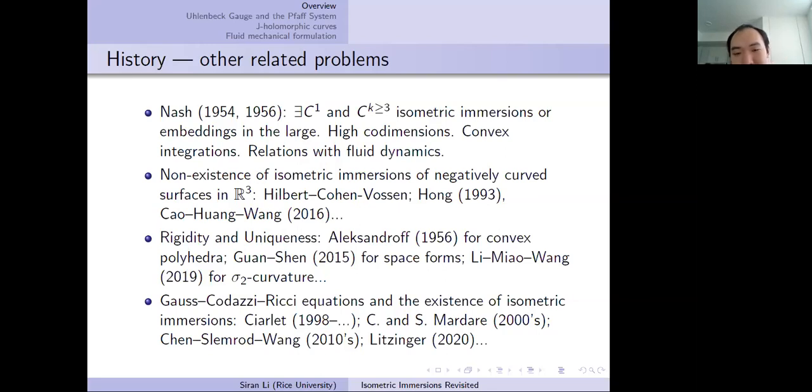And there are various results sharpening these assumptions, for example by requiring a suitable decay rate at infinity. We mentioned the work in 1993 by Jiaxin Hong, and also Cao, Huang, Wang. So this is Hua Wang, and he's in the audience, in 2016. So those are the non-existence results. On the other hand, there are certain rigidity and uniqueness results.